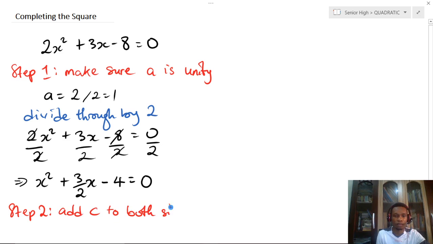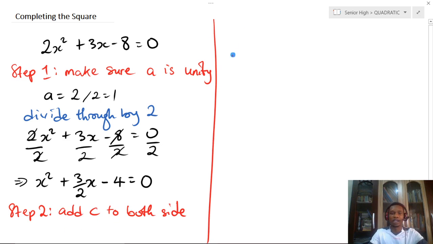So what would that become? Let me draw my line. If we were to add c to both sides, what's our c? Our c value is -4.